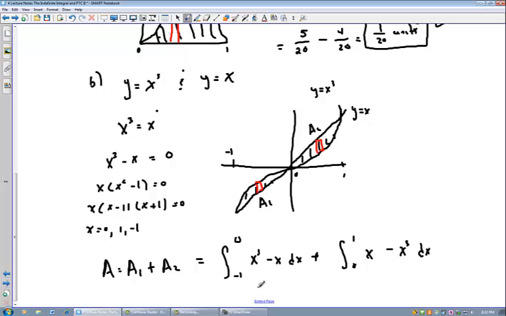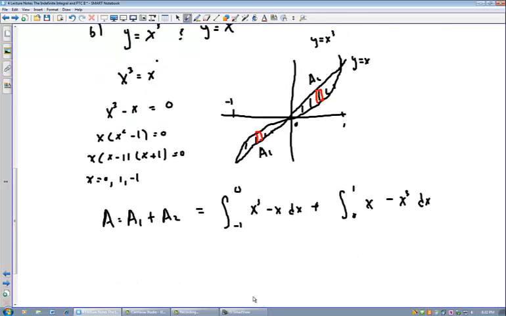But another way to do this is to realize that area 1 and area 2 are exactly the same. So if I want to find the area in black, I could simply just do 2 times A2, because in this case they are the same. Now you have to be careful, right? They're not always going to be the same. It's the same because this function x cubed is odd, right? And so is y equals x. So these are going to be exactly the same areas.